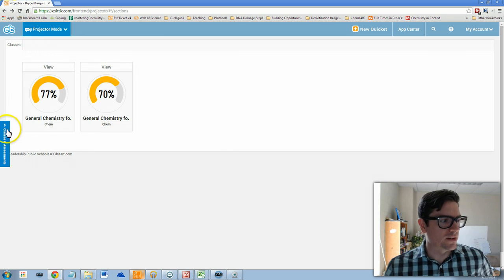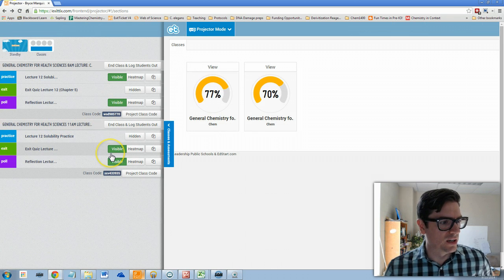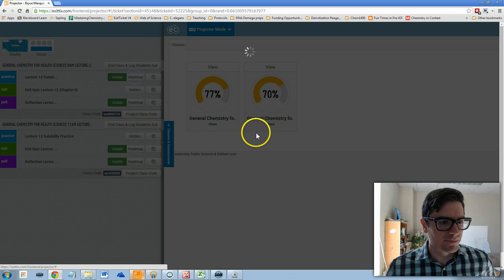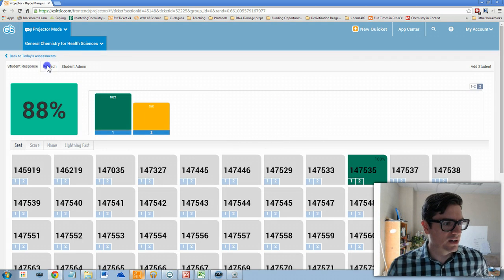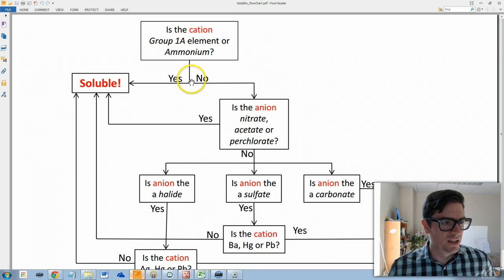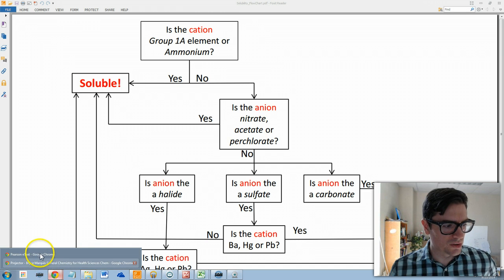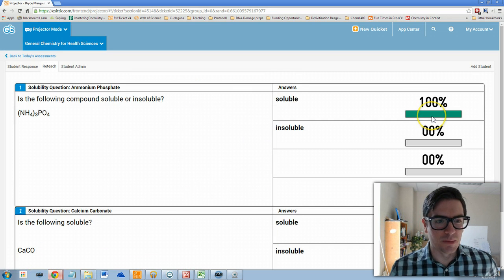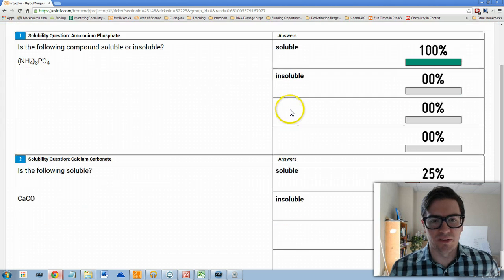So let's go back to our assessments and look at this one here. Alright, so we can follow the same logic here. Got a couple different ones. Is the following soluble or insoluble? We've got ammonium phosphate. Question 1: is the cation a group 1A element or ammonium? Yes, it is, so you know it's soluble. That one should be pretty quick to get to. And it looked like 100% of you got that right.